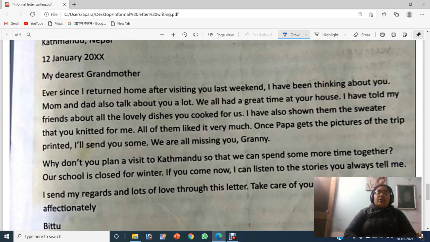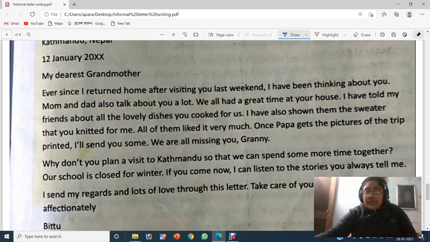Our school is closed for winter. If you come now, I can listen to the stories you always tell me. I send my regards and lots of love through this letter. Take care of your health. Yours affectionately. Now this yours affectionately, which is given in your book, will come down.